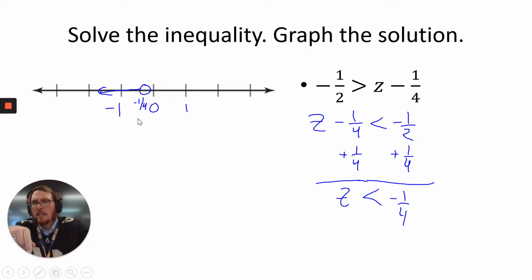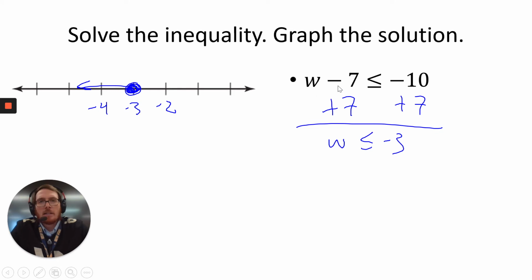You'll notice on this one, I used negative 1, 0, and 1, and kind of estimated where negative 1/4 is. You could have done something like negative 2/4, negative 1/4, and then 0. That would also work. There's different ways you can set up that inequality in order to see what it looks like.